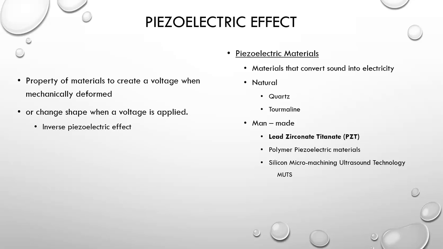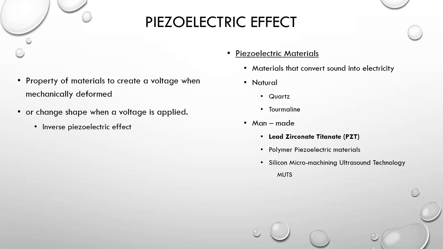And some types of piezoelectric materials, such as the crystals we use in ultrasound transducers, have what's known as the inverse piezoelectric effect, and that is when the shape is changed, then a voltage is created. So piezoelectric materials, for our purposes, are materials that convert sound into electricity. There are some naturally occurring types of piezoelectrics out there. Quartz is a natural piezoelectric, and tourmaline, another mineral found in nature, is also piezoelectric.